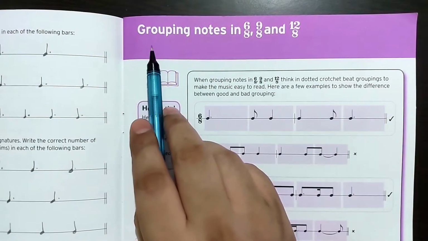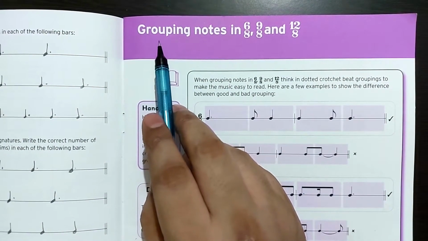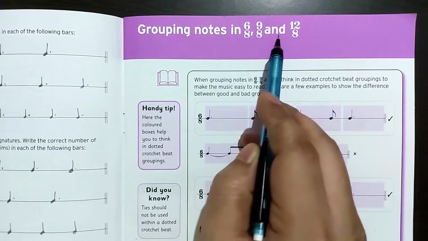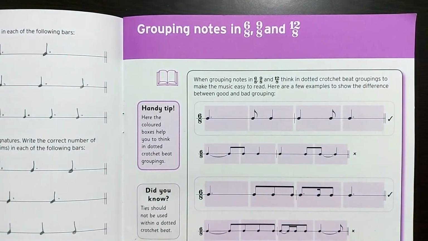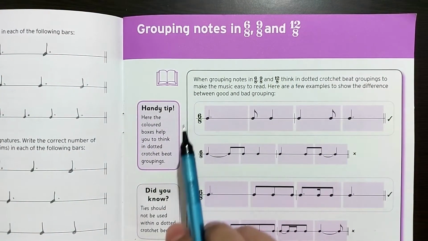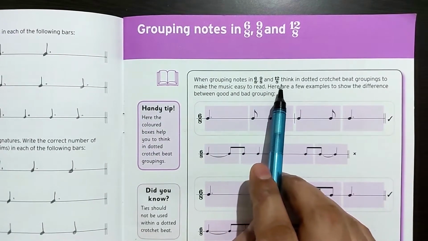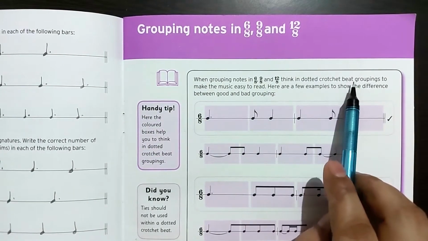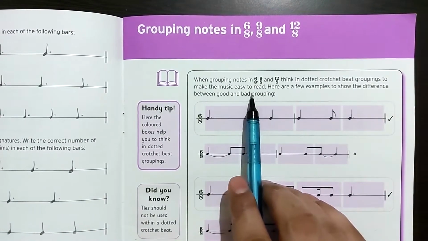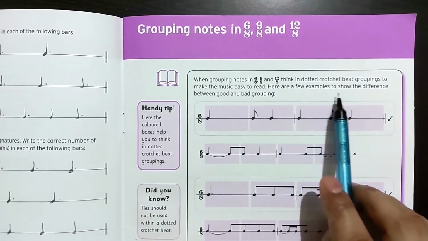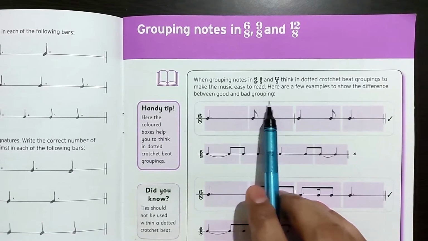So friends, in today's topic, we are going to cover grouping notes in 6/8, 9/8 and 12/8. In simple words, in compound time signatures. When grouping notes in 6/8, 9/8 and 12/8, think in dotted crotchet beat groupings to make the music easy to read. Here are a few examples to show the difference between good and bad groupings.